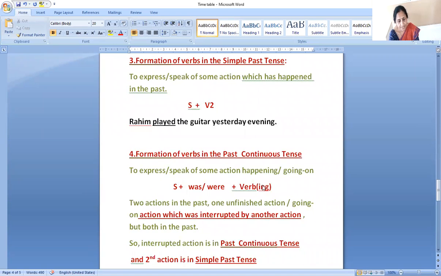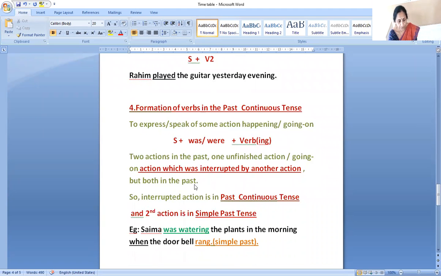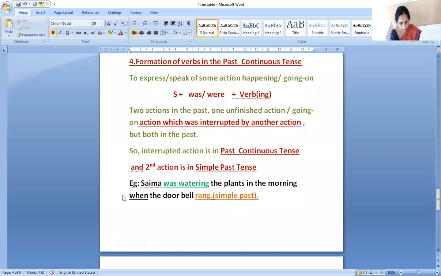Next we have the past continuous tense. This we use when we want to express or speak of some action that was happening when another action interrupted it. So what I mean is there were two actions in the past. Now you might be confused about which one happened first. In order to know that, you will see that the first action, which was taking place when another action interrupted it, will be put into past continuous, and the second verb will be put into simple past tense. It will be more clear when I show you this example.